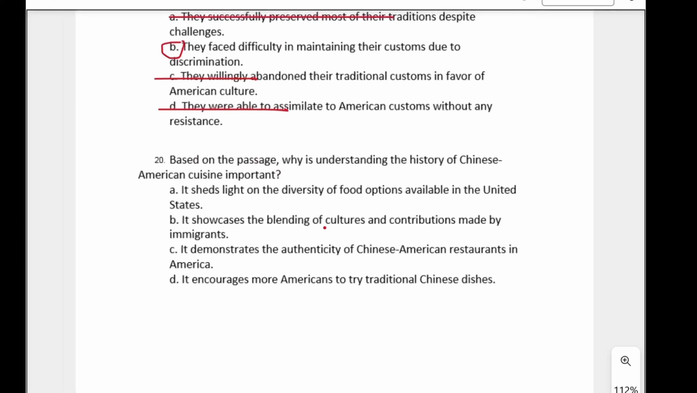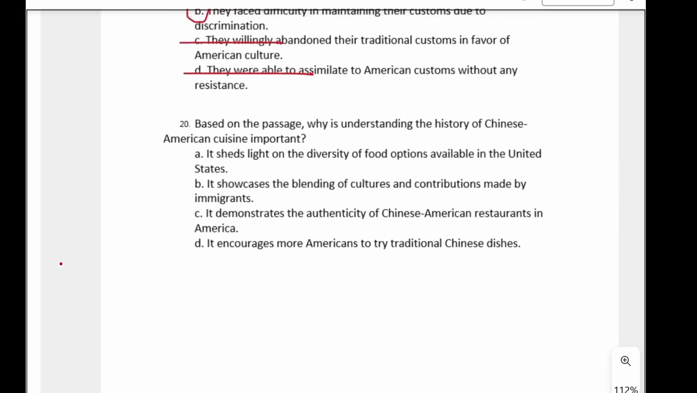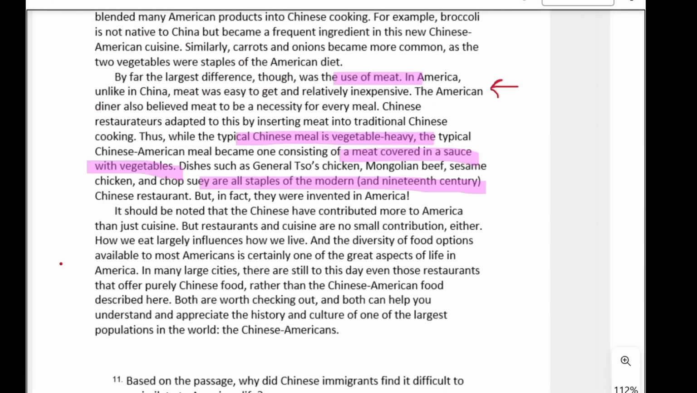Question number 20, last one of the comprehension section: based on the passage, why is understanding the history of Chinese American cuisine important? For this, let's go back to the paragraph. Why is diversity important? Or why is Chinese American food important? It's definitely talking about the bigger picture here, not just restaurants. It says that while they did contribute a lot to food, it's not the only thing they contributed. But this shouldn't negate the influence of food.